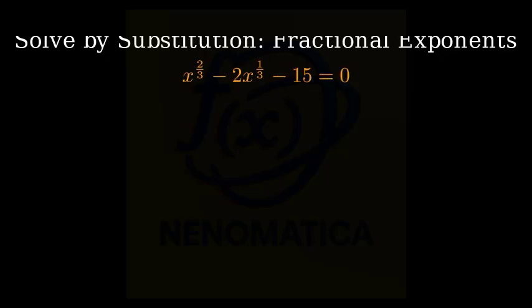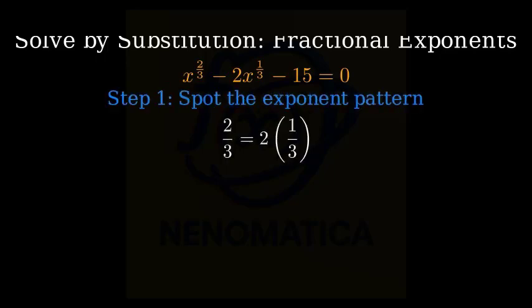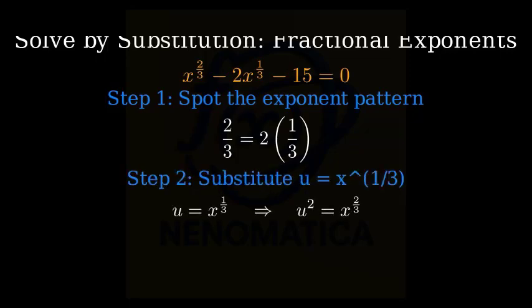minus 2 times x^(1/3) minus 15 equals 0. Step 1. Spot the exponent pattern. Notice that 2/3 equals 2 times 1/3. This tells us one exponent is exactly double the other. Step 2. Define the substitution. Let u = x^(1/3). Then u² = x^(2/3).